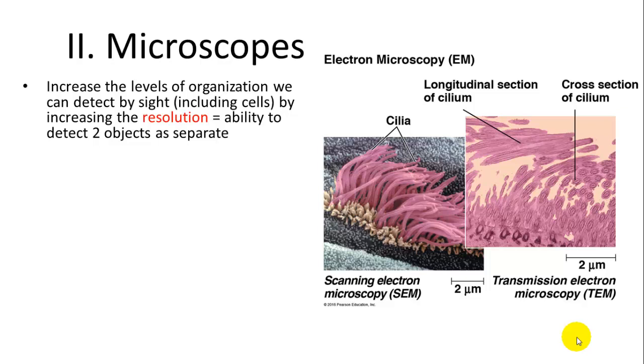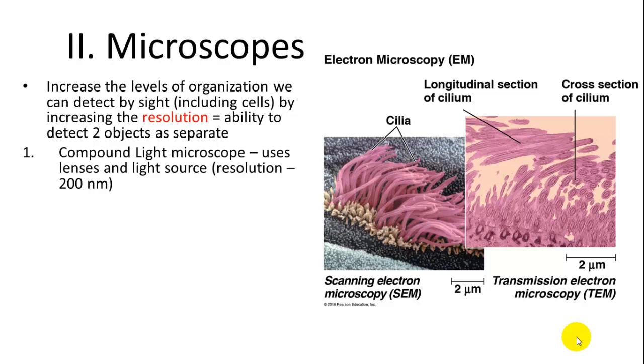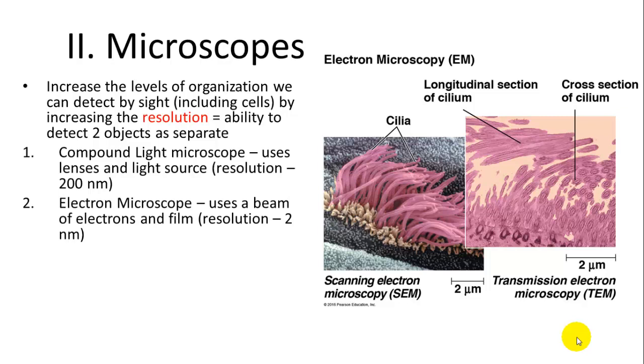Microscopes, like I said before, were fundamental to being able to look at cells and study cells. It increased our ability to see two objects as separate, okay, which is resolution. A compound light microscope has a resolution of 200 nanometers. A nanometer is 10 to the negative 9th meters. Electron microscopes are able to have a resolution of 2 nanometers, so 100 times stronger than the light microscopes. These are big and expensive, and we don't have access to them, but they make a lot of really cool images, like the ones to the right here.